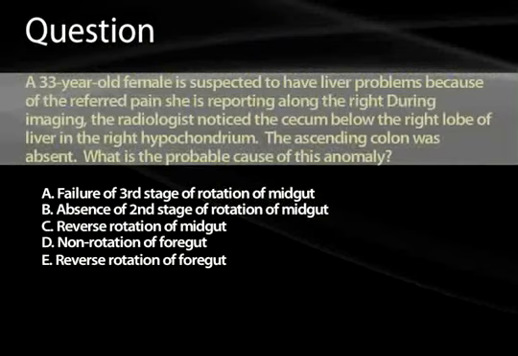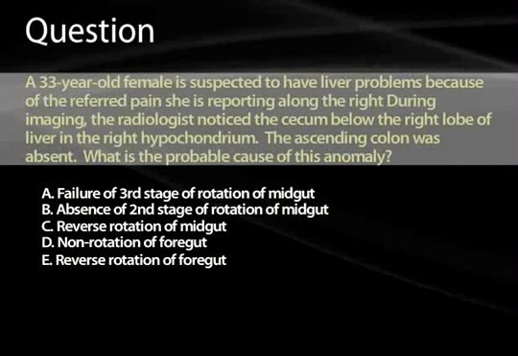If you have a 33-year-old female suspected to have liver problems because of the referred pain she's reporting along the right during imaging, the radiologist noticed the cecum below the right lobe of the liver in the right hypochondrium. The ascending colon was absent. What is the probable cause of this anomaly?